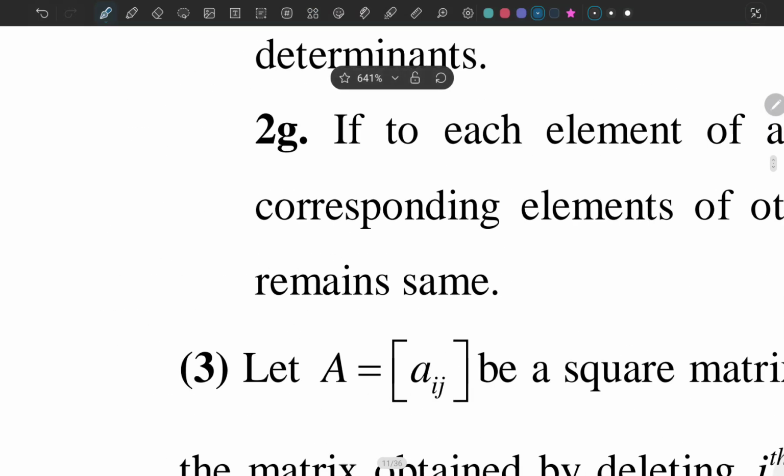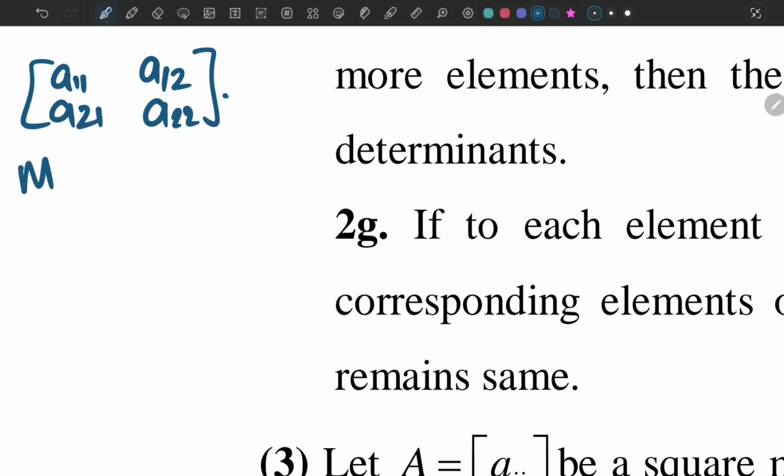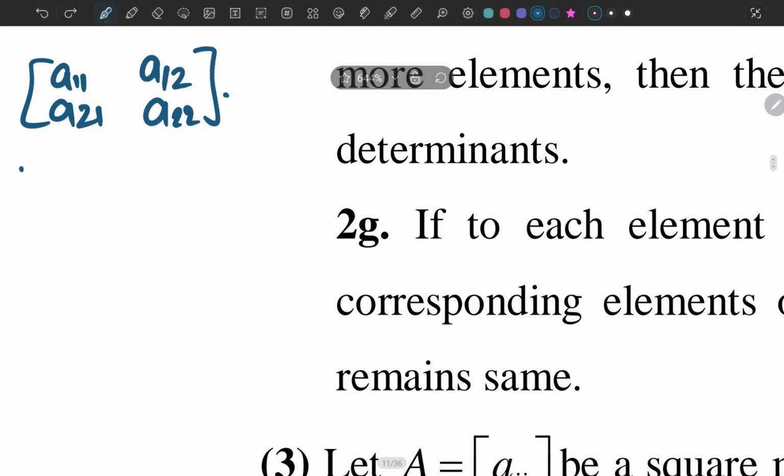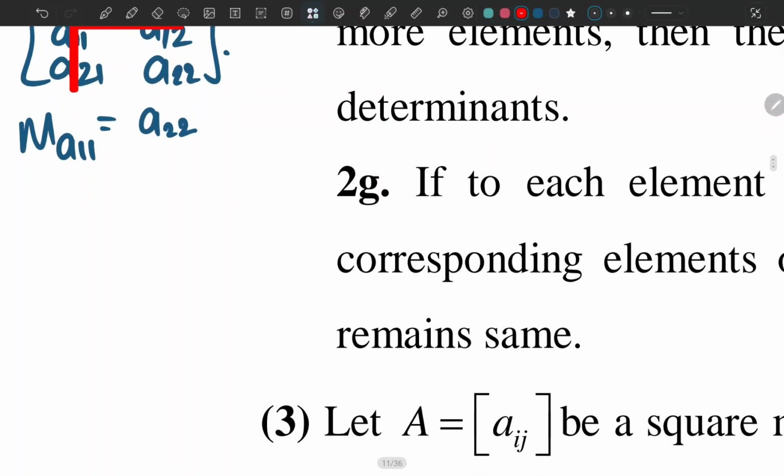Okay, so minor. Let me just teach you what a minor is. Let's say we have a 2 by 2 matrix with entries a11, a12, a21, a22. The minor of a11 is a22. You just have to cancel the row and the column of the respective term for which you require the minor, and the rest of the things are what remains. And the same for the 3 by 3.